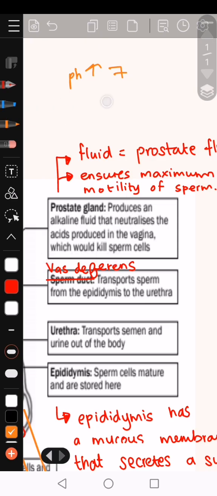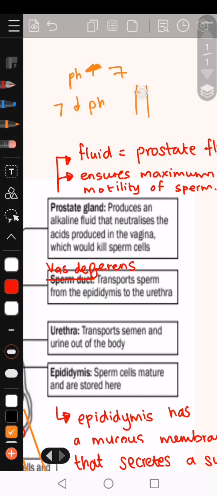So the vagina being acidic means it has a pH below 7. What the prostate gland does is secrete a milky alkaline fluid, and that is what gives semen its characteristic smell, right? And this milky alkaline fluid makes sure that neutralization takes place.